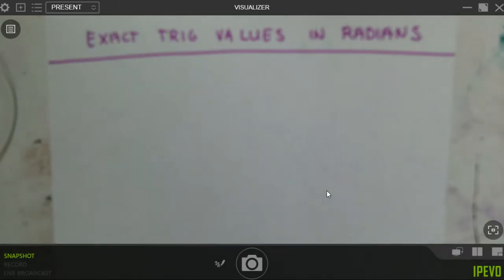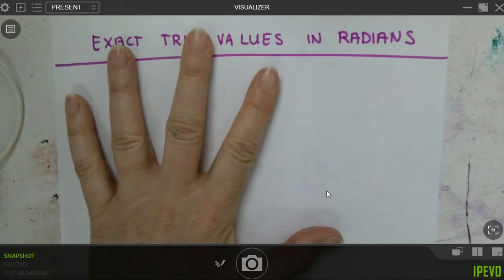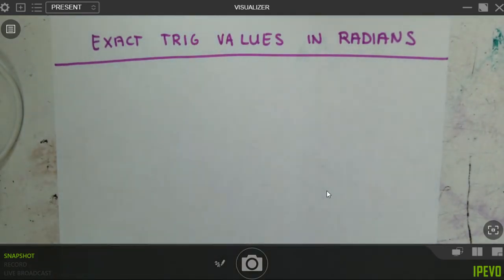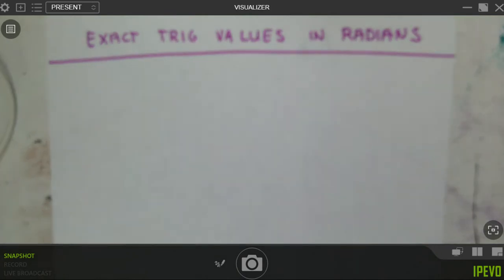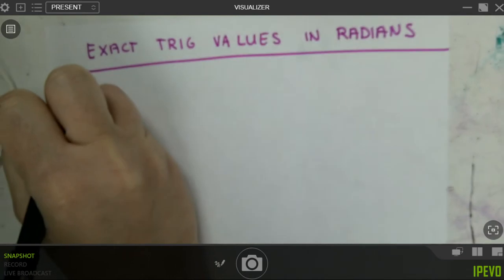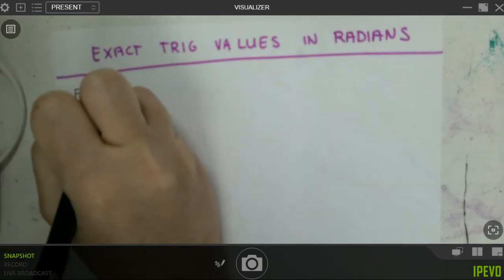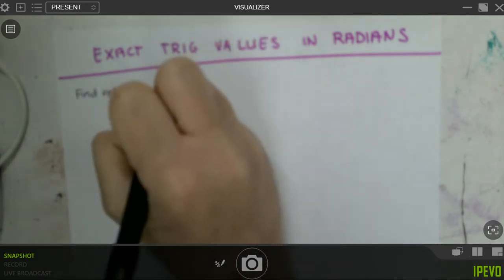All right, still struggling a little with my camera, but we are going to work today on finding exact value of trig functions in radians. Before we do that, we're going to find reference angles. So we've done reference angles in degrees. Now we're going to find the reference angles in radians.